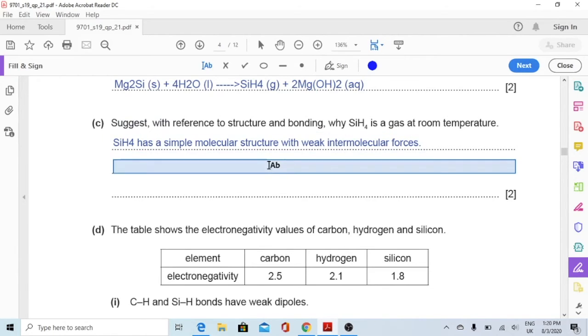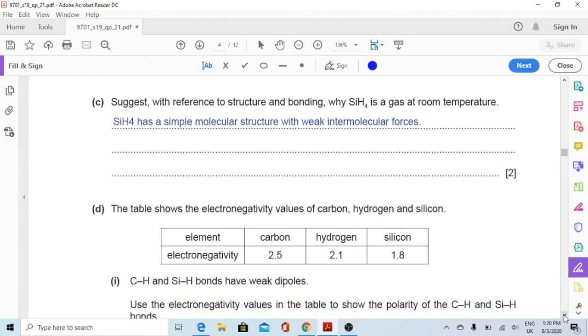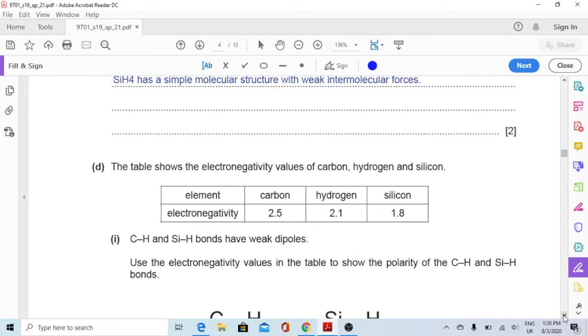There are 2 reasons. 2 marks means the first mark is for a simple molecular structure and the second mark is for the weak intermolecular forces. You have to describe your answer in terms of both forces and the structure. First of all, what kind of bonding is present, and secondly, what strength the intermolecular forces possess.